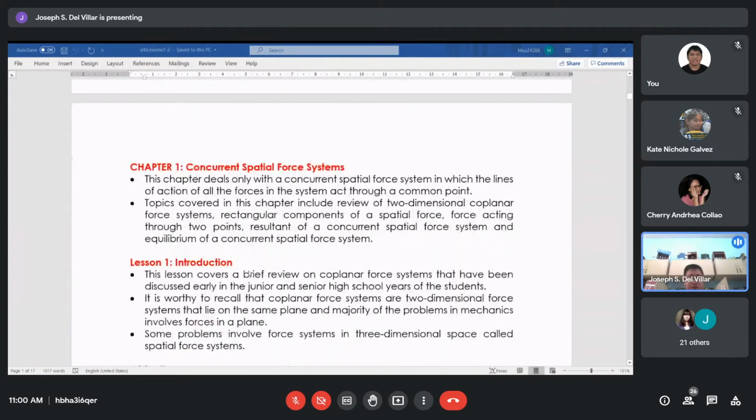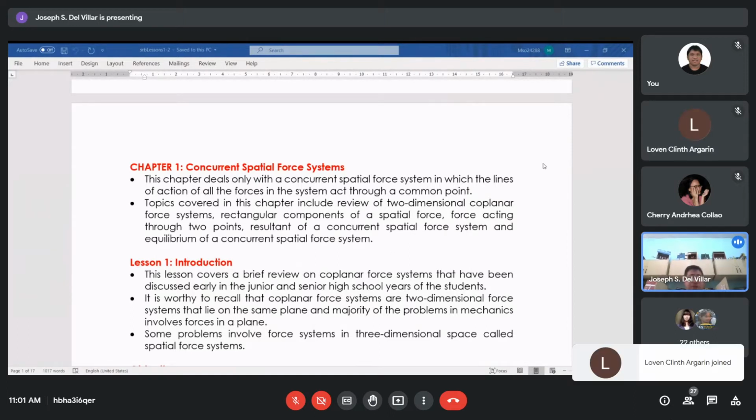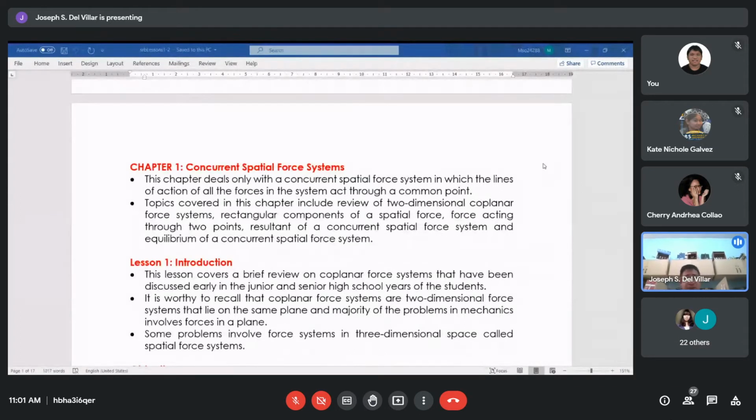Okay? Now, for chapter 1, we will be dealing with concurrent spatial force systems. This deals with a concurrent spatial force system in which the lines of action of all the forces in the system act through a common point. Now, topics covered in this chapter include review of two-dimensional coplanar force systems, rectangular components of a spatial force, force acting through 2 points, resultant of a concurrent spatial force system, and equilibrium of a concurrent spatial force system.